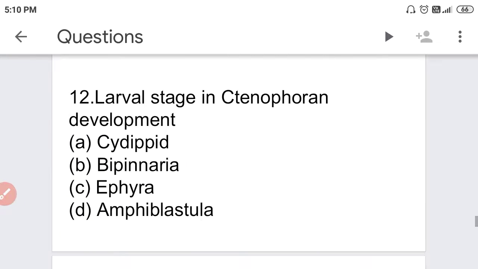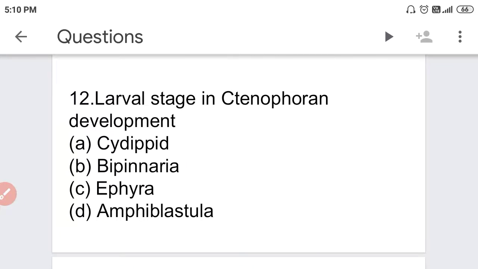Okay, next question is on the larval stage in Ctenophora development. What is the larval stage of Ctenophora called? So A, Cydippid, B, Bipinnaria, C, Ephyra, D, Amphiblastula. So the correct answer is A, Cydippid.